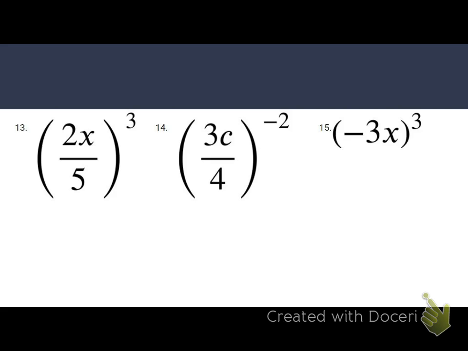On number 13, what does that exponent of 3 belong to? All of it? Everything inside. So 2 is going to get cubed, or to the third power. X is going to get cubed, and 5 is going to get cubed. Okay, so just like before, if there is an exponent outside of parentheses, it belongs to everything inside, even if it's a fraction, top and bottom. Okay, 2 cubed is 8. X cubed stays the same. 5 cubed is 125.